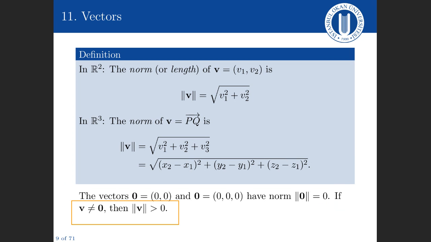If we have a vector which is not the zero vector, then we know that the norm of the vector is always strictly positive. That's because with the square root, we always get a positive number.